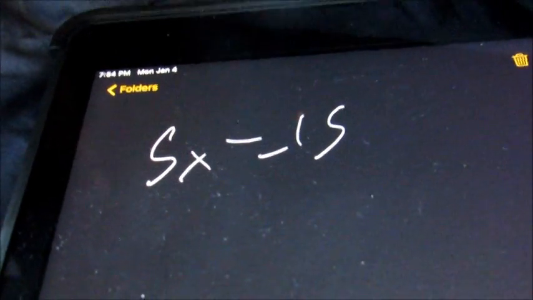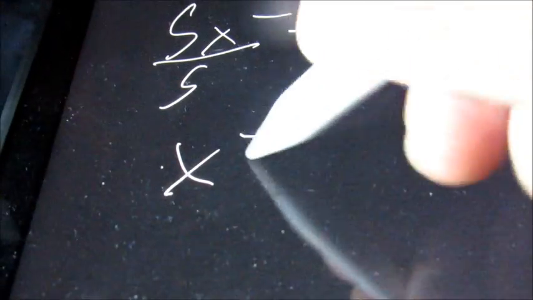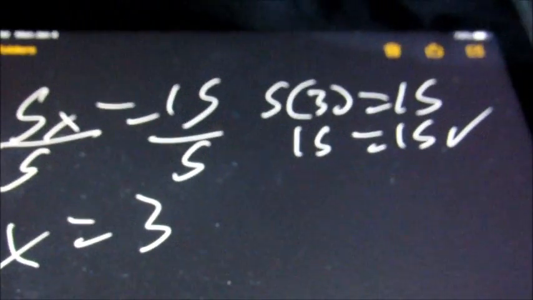Alright, so let's say that we have 5x equals 15. So this means 5 times x. So what's the opposite of times? It's going to be divide. So we're going to divide this by 5 and this by 5. 5 divided by 5 is 1, and we're left with 1x equals 15 divided by 5 is 3. To check that, we can just put this 3 into the original. 5 times 3 equals 15. And yes, 15 does equal 15. So we got that right.